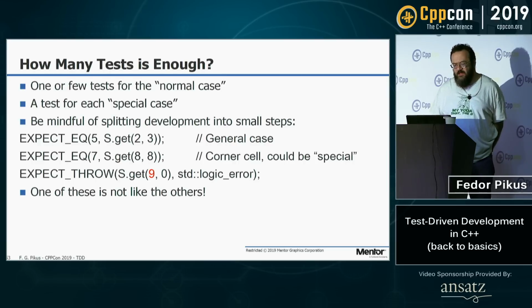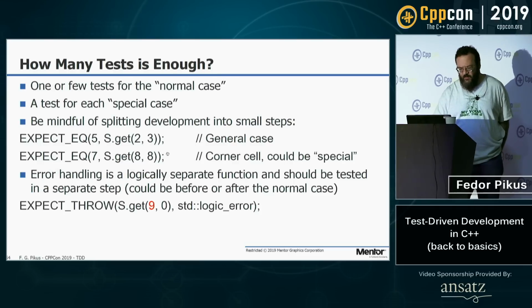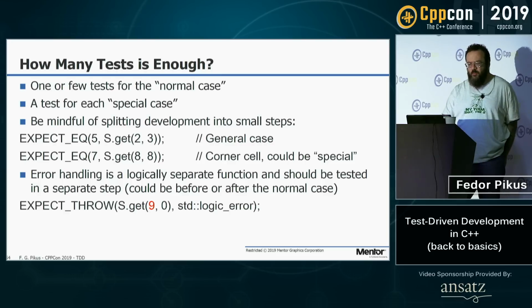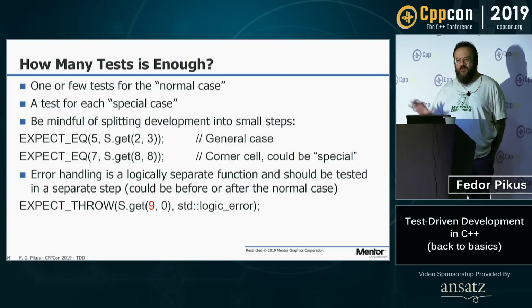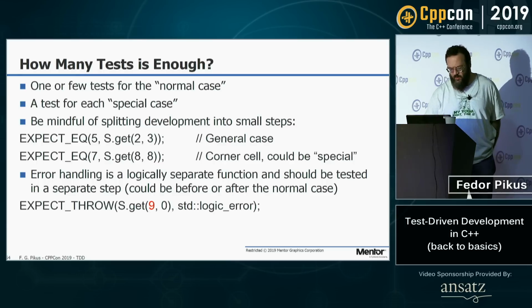So the last line here is not like the other ones. It's actually a normal case for error handling. So don't confuse special cases with error handling. They're two different things, you test them separately. Error handling is a separate function and probably tested in a separate step, because your first step is write enough code for the normal things to pass. Your second step is now protect yourself against the errors. And maybe if you have many errors, more than one step.